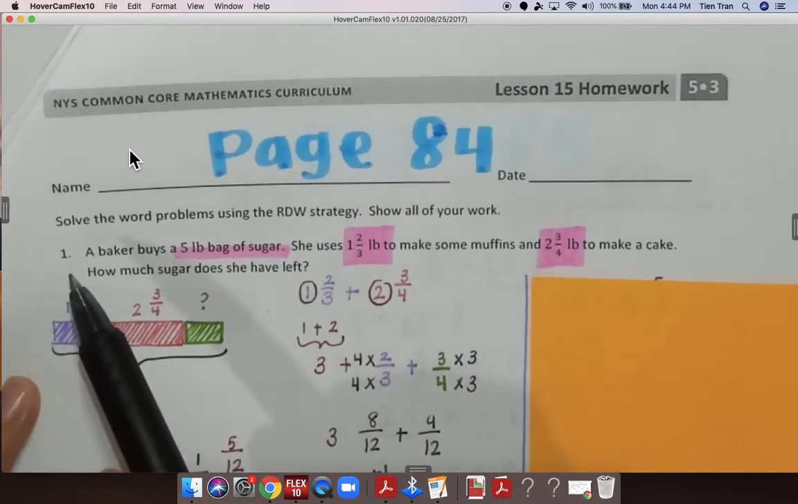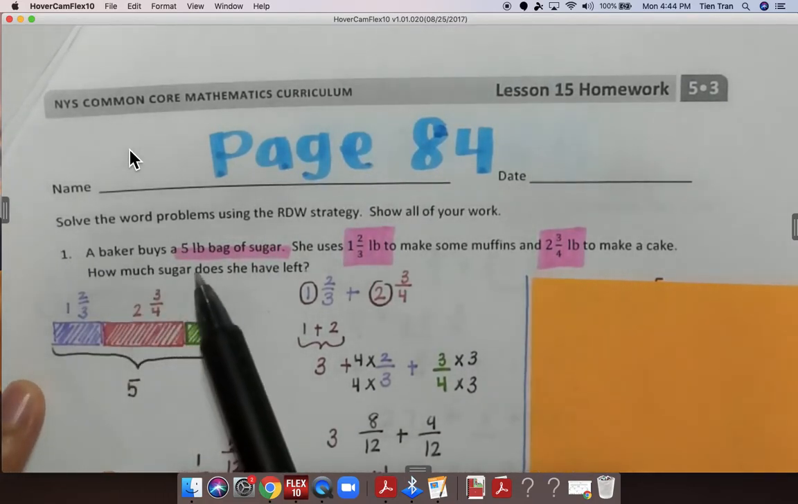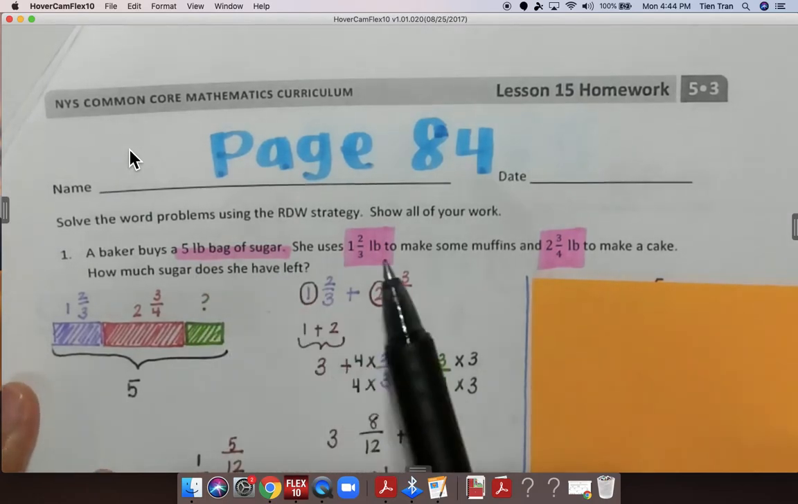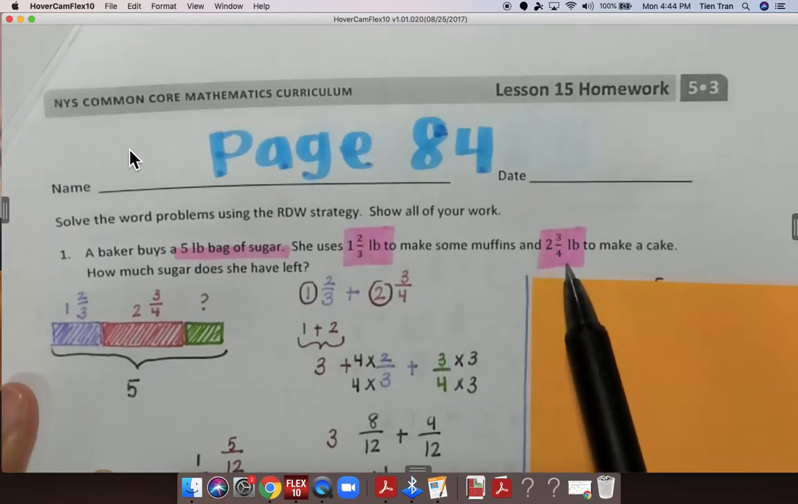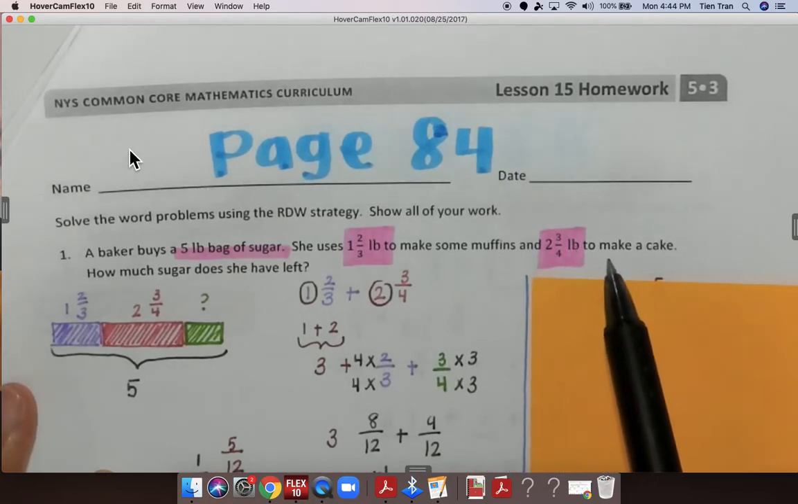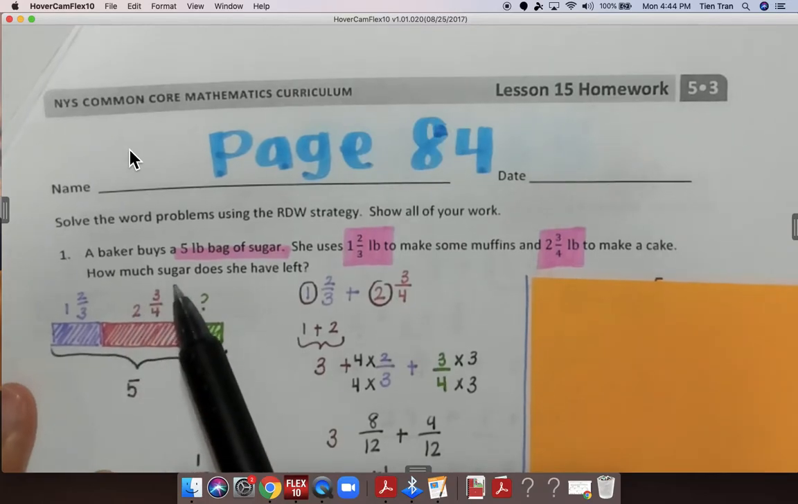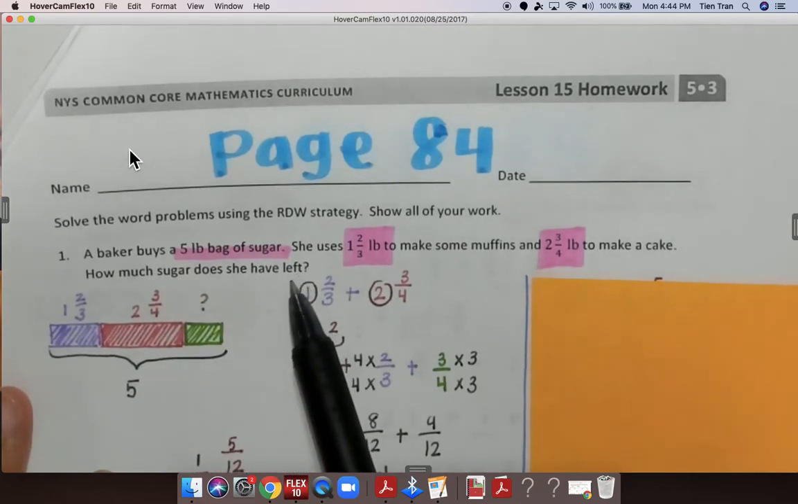So, number 1 says a baker buys a 5-pound bag of sugar. She uses 1 2/3 pounds to make some muffins and 2 3/4 pounds to make a cake. How much sugar does she have left?